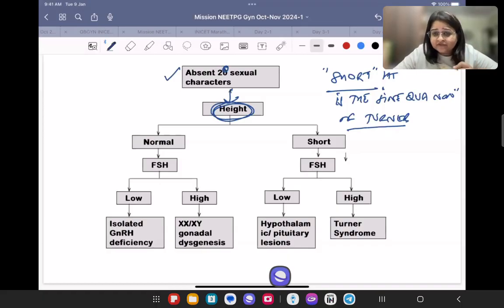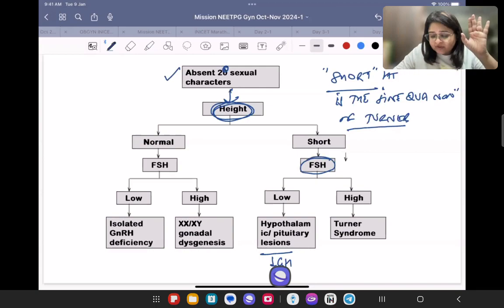So how do we confirm? Confirm between what? Because a complete hypothalamic lesion or a complete pituitary lesion can lead to growth hormone deficiency, and that can also lead to short height. So we still need to be very careful and look for more clues in the question.